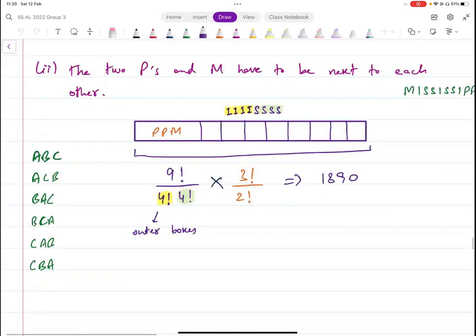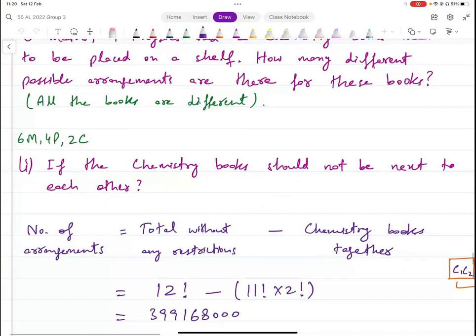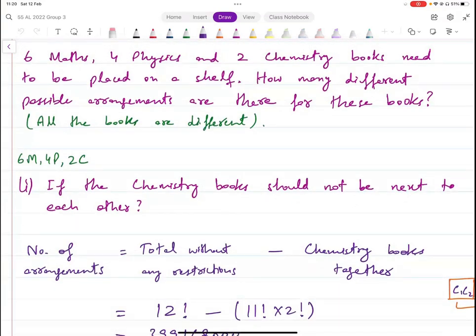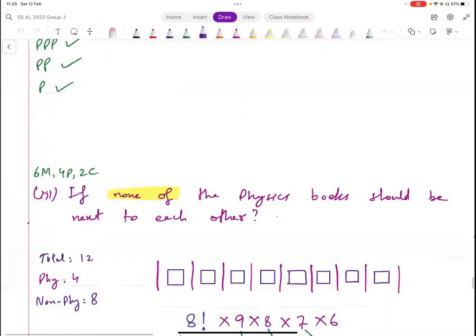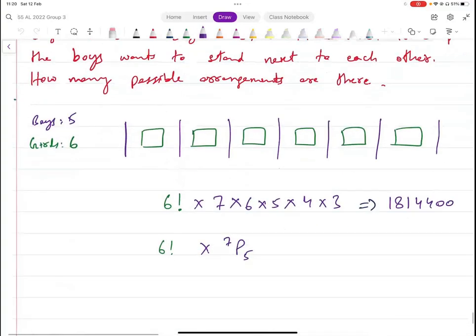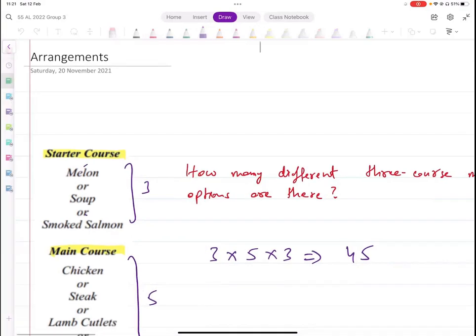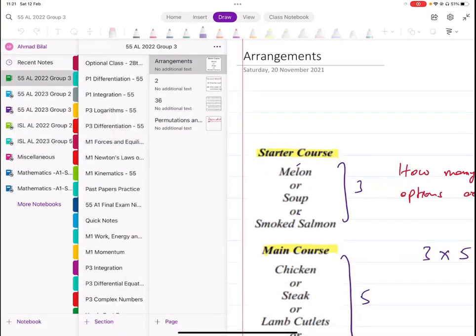Then we also talked about what happens if you have objects that are separated. So if the objects cannot be together, if two objects or more than two objects cannot be together, agar two objects ki baat ho rahi hai, usme we have a method. If you have more than two objects that have to be separated, we have a different method. We discussed those methods yesterday. Uske humne kuch examples dekhi thi. So this was what we did broadly yesterday, and we did a couple of practice questions on that.